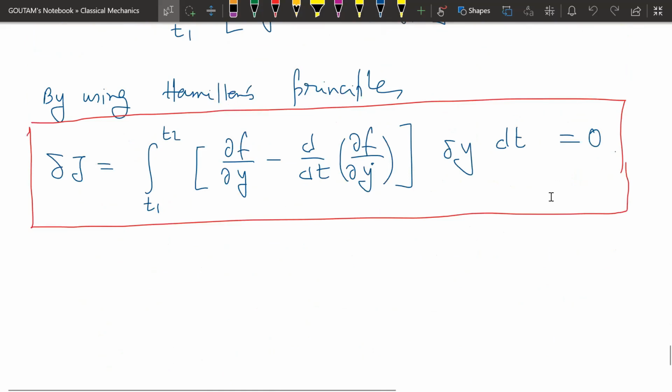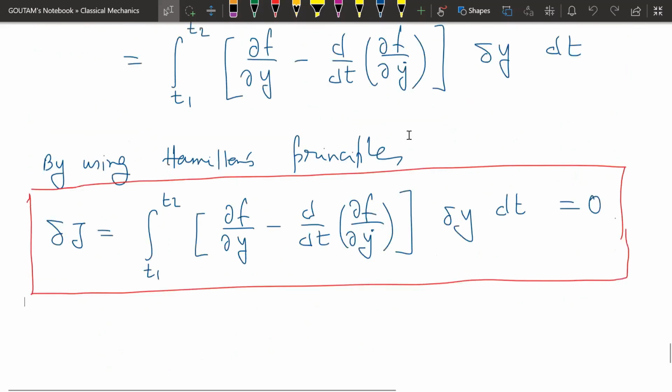In the next class, we will see some applications of this Hamilton's principle, of this variational principle. These are very interesting applications we will see.